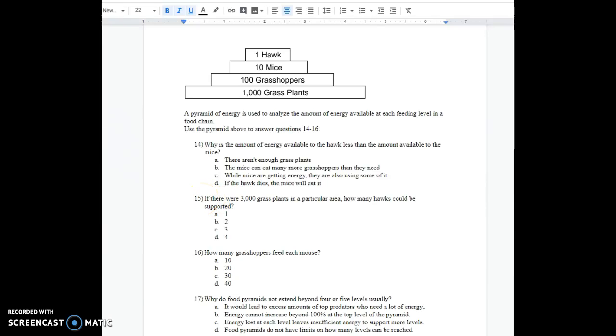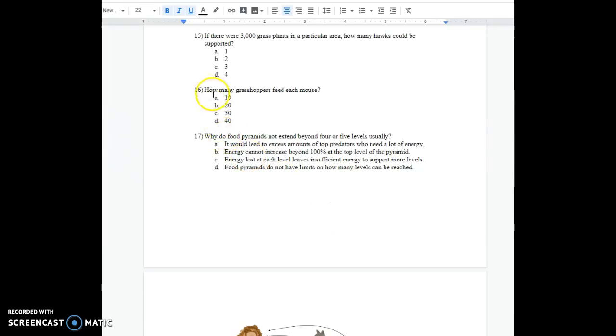Number 15. If there were 3,000 grass plants in a particular area, how many hawks could be supported? A. 1, B. 2, C. 3, D. 4. Number 16. How many grasshoppers feed each mouse? A. 10, B. 20, C. 30, or D. 40.